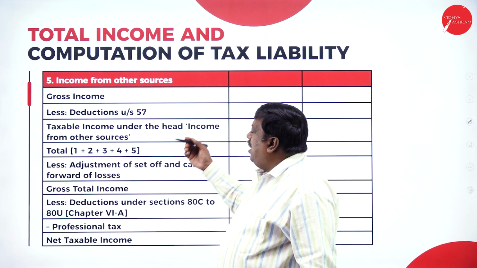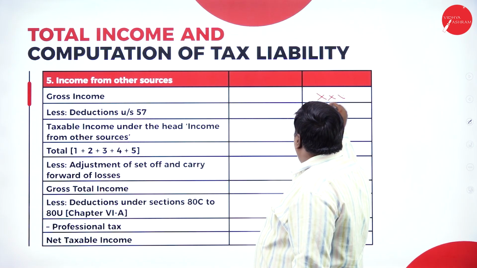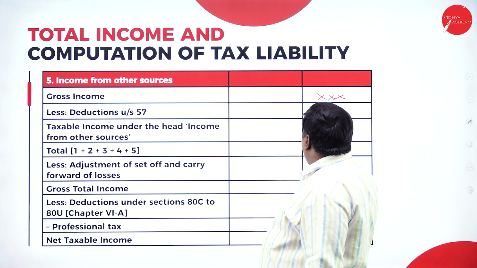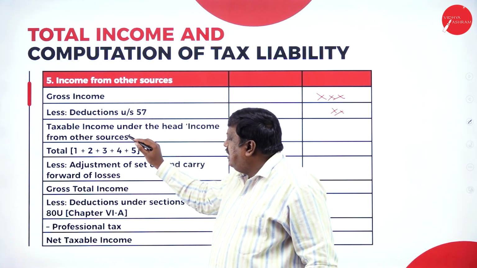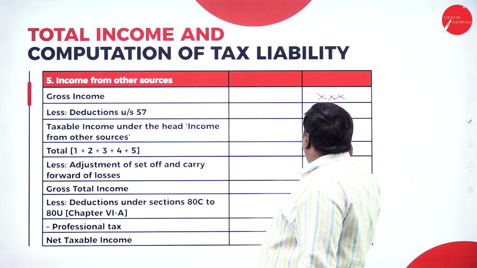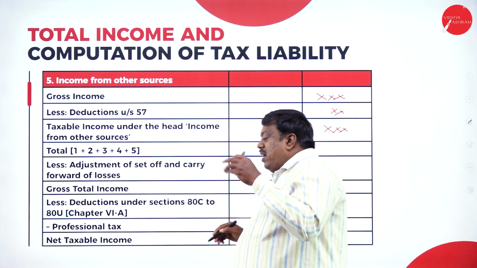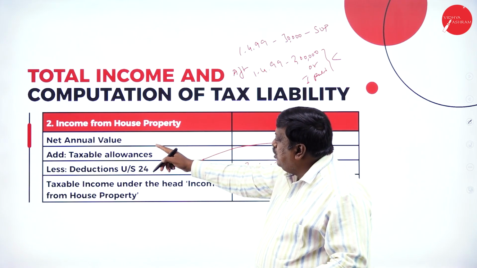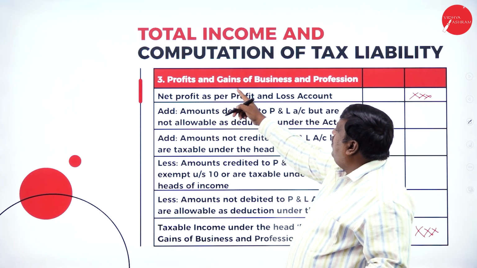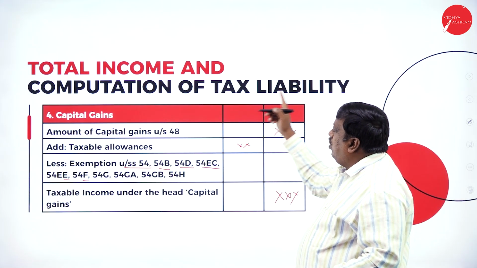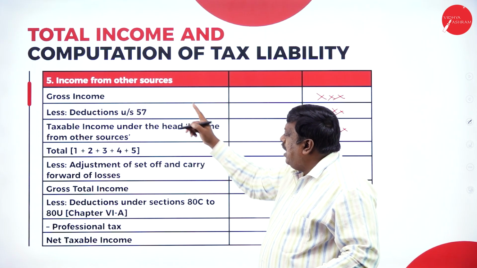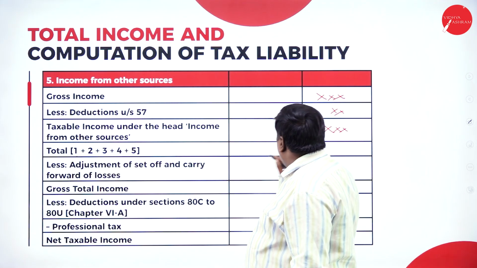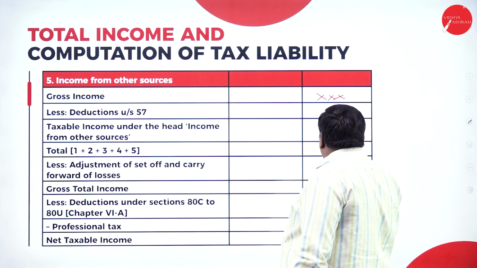Next one, income from other sources. From the gross income we have here, we are going to deduct under section 57. The remaining amount is called taxable income under the head of other sources. Now the five heads of income: income from salary, income from house property, third, profits or gains from business or profession, fourth, capital gains, and fifth, other sources. Total of 1, 2, 3, 4, 5, that is what we are going to get here.